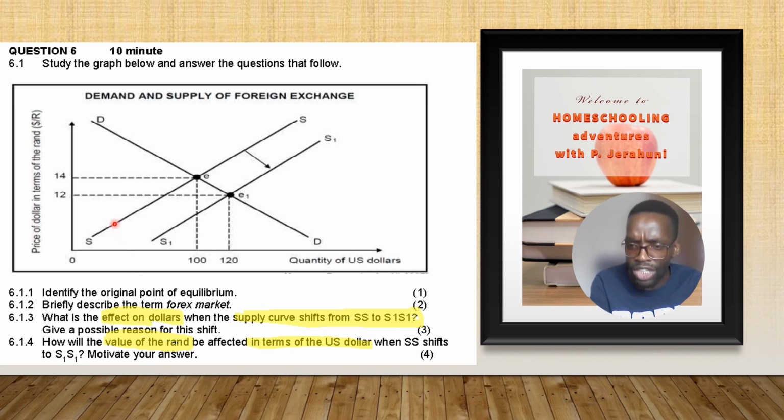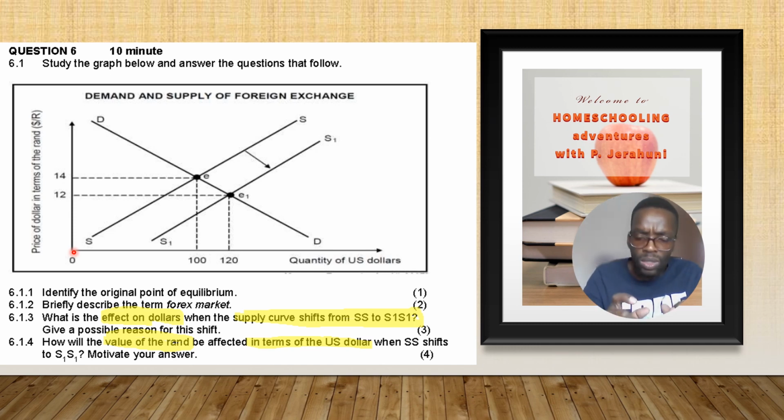So the motivation, why we are saying the rand has appreciated in value, is that we now need fewer rands to be able to buy the same unit of a US dollar. We now need 12 rands. At first we needed 14, but after the shift we now need 12. So it means we need fewer rands to buy a unit of a US dollar, so our rand has appreciated in value against the US dollar.